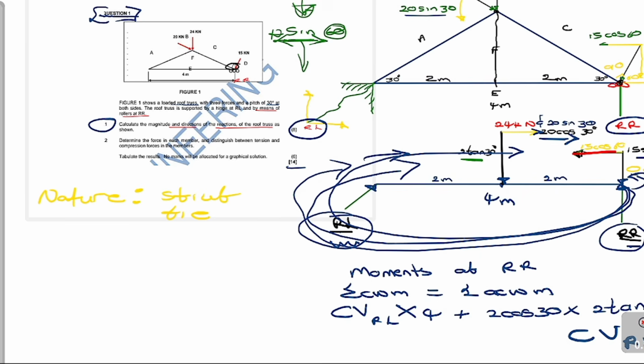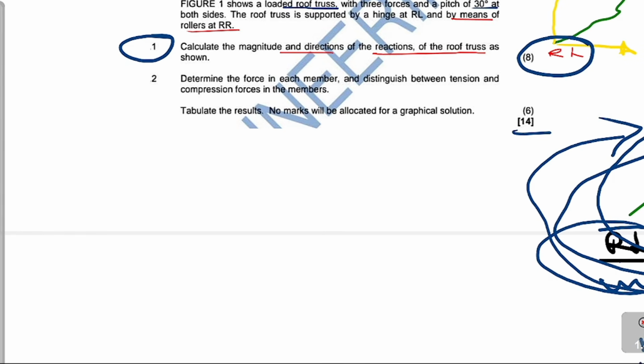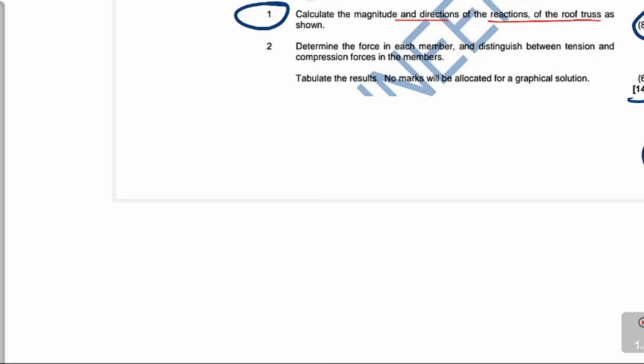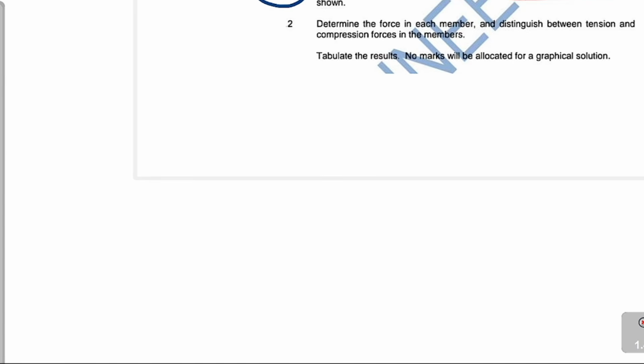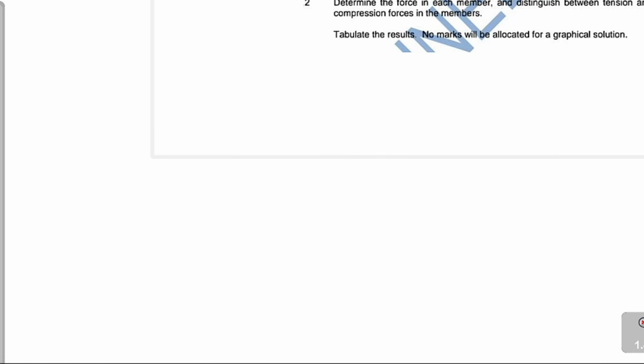Before you can even do that, you need to know the reactions. Remember, the reactions are basically what you are going to hold your roof member with. That roof truss, that is your reaction. You'll have the left-hand side and the right-hand side, and either one of the two could be the one with the hinge. You need to know how much weight or force each side is able to withstand in order to calculate the whole roof truss.